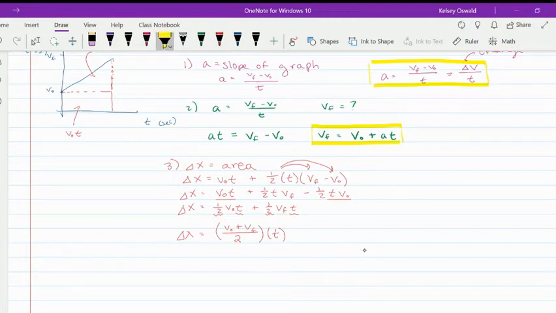This will be our third kinematic equation. So this one would be useful if we do not know our acceleration and we're trying to solve for any of the 4 variables within this equation. Okay, so if we do not know our acceleration, that's when this guy would be useful.